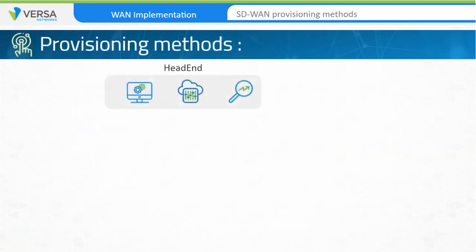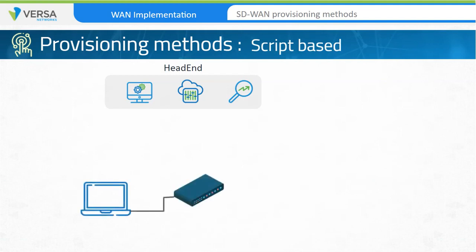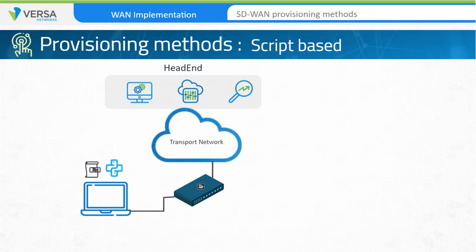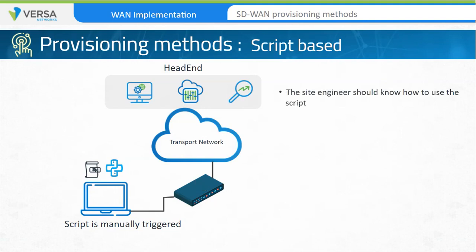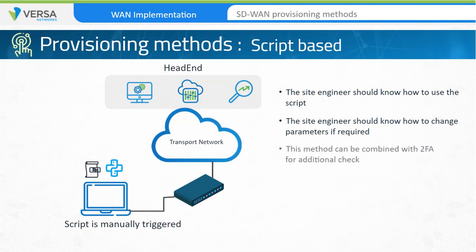Using scripts to automate CPE provisioning. This approach for CPE implementation is focused on using Python or other shell scripts to create a basic configuration on the appliance. This temporary configuration makes a request to the orchestrator to trigger the bootstrapping procedure. The engineer at the site has to manually trigger this script with inputs based on the implementation. The engineer is expected to know how to use the script and to change the parameters if required. This can be combined with two-factor authentication for additional integrity checks.